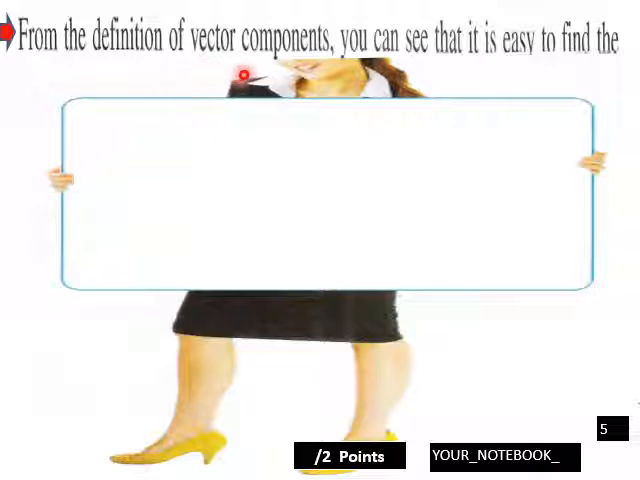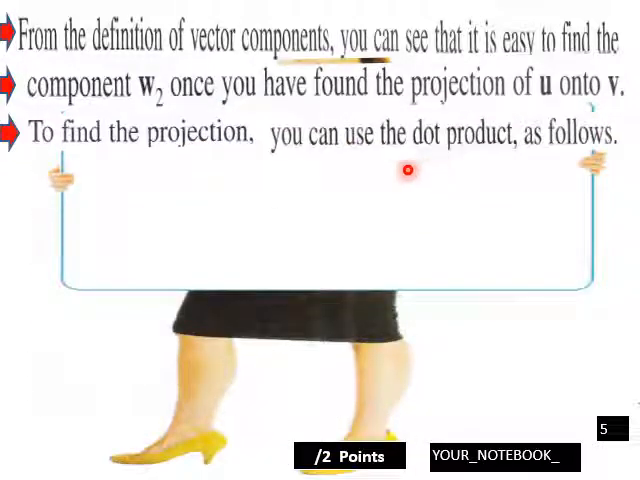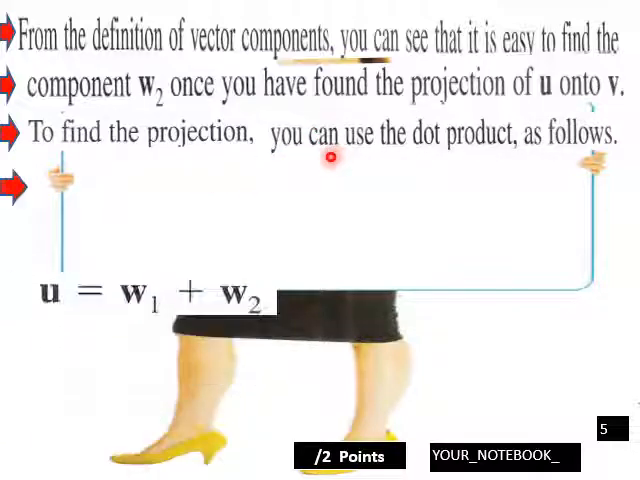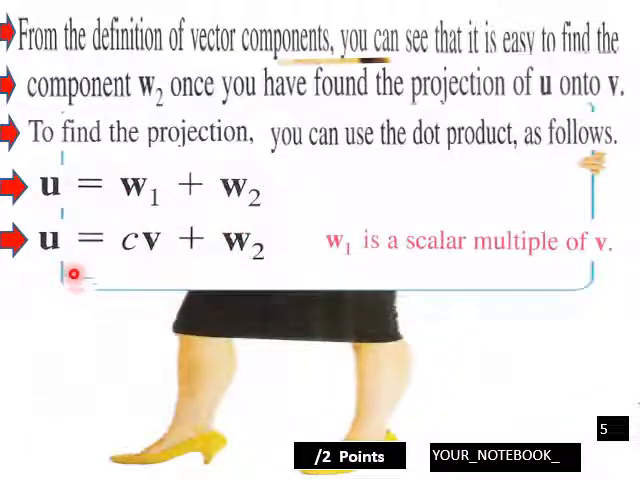From the definition of vector components, you can see that it is easy to find the component W2 once you have found the projection of U onto V. To find the projection, you can use the dot product as follows. U would equal W1 plus W2, and then U would equal CV plus W2. W1 is a scalar multiple of V. So W1 here would be what's called a scalar multiple of V. This goes in your notebook.